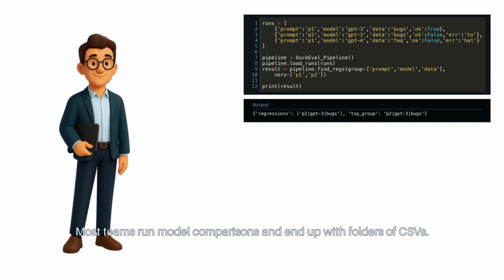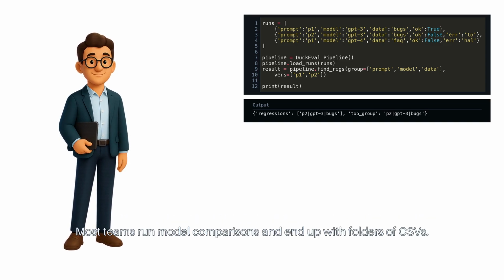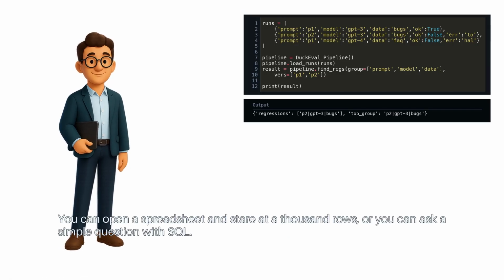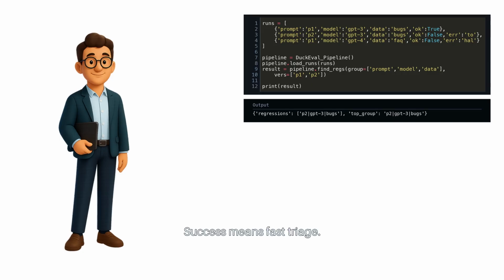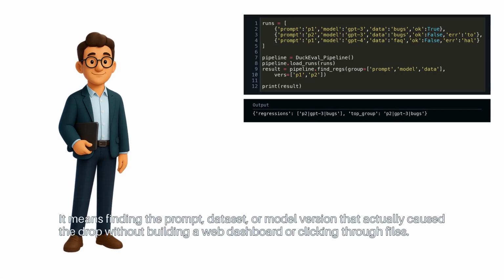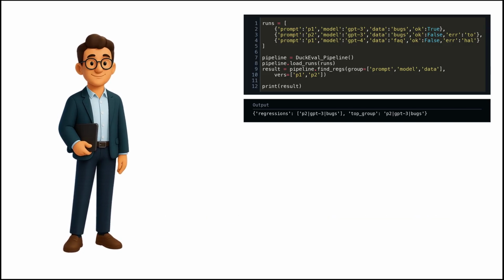Most teams run model comparisons and end up with folders of CSVs. That creates a new problem. You can open a spreadsheet and stare at 1,000 rows, or you can ask a simple question with SQL. Success means fast triage. It means finding the prompt, dataset, or model version that actually caused the drop, without building a web dashboard or clicking through files.